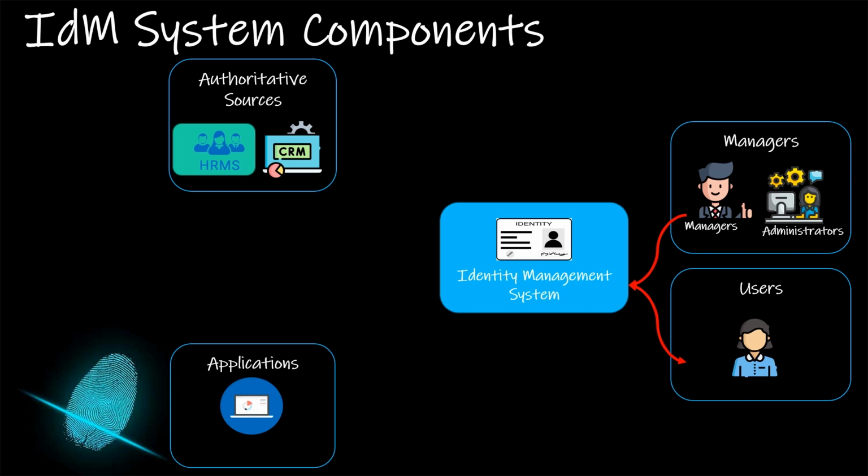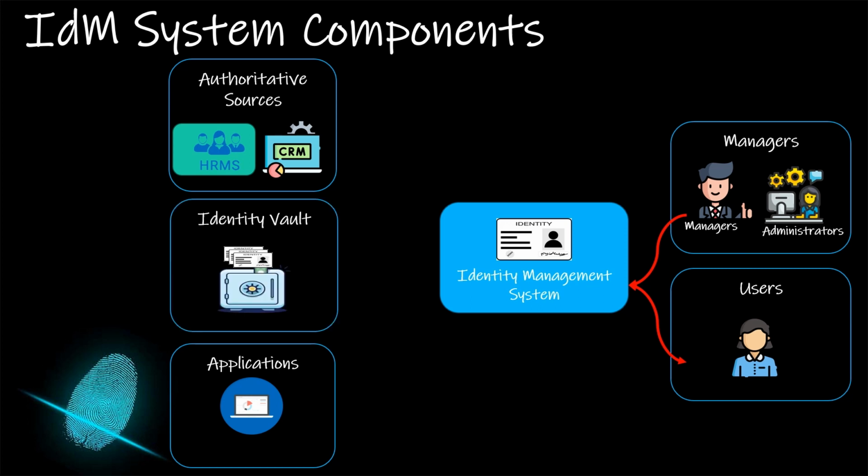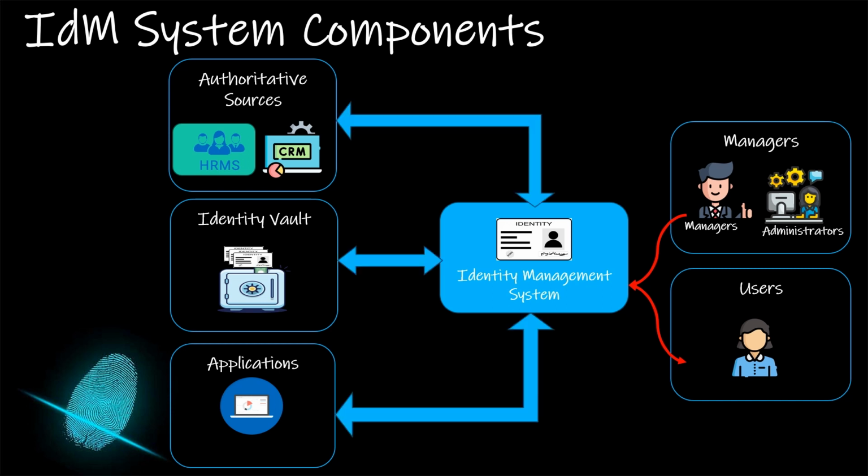Applications are the resources that a user needs to access for his job. Identity Vault is a system where the identities of all users are stored for easier management of access, roles, and permissions. An identity management system uses connectors or agents to manage identities and access among these systems.